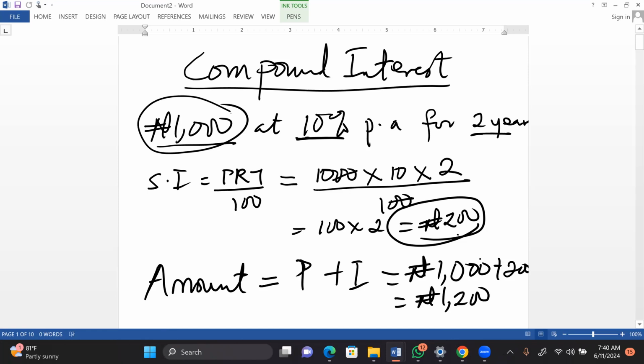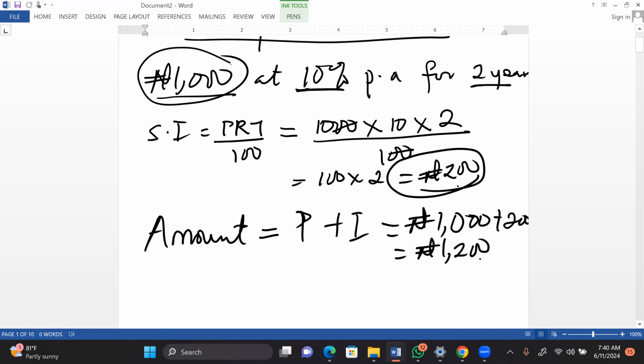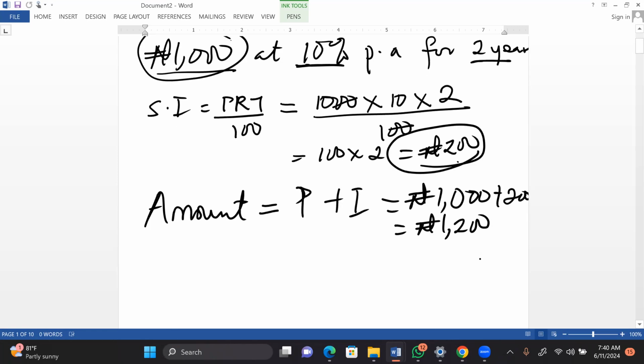But if it is compound interest, the concept of compound interest is telling us that the interest per year will be added to the principal to make the principal for the next year. The interest for the first year will be added to the initial principal, so this will form the second year principal. For simple interest, the principal will remain constant. Let me show you that now.